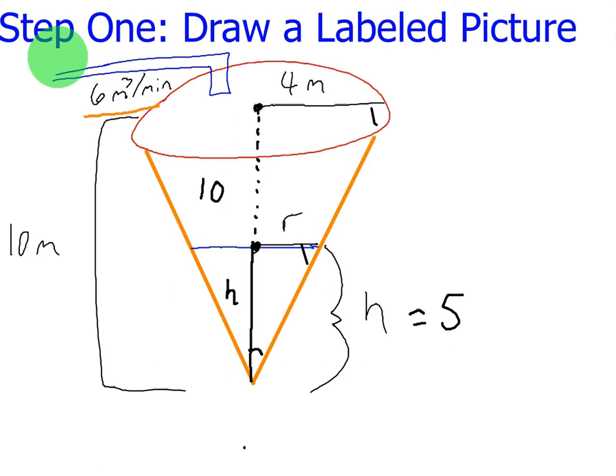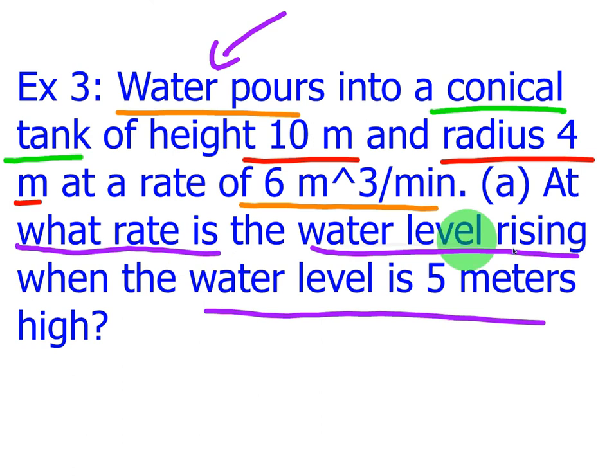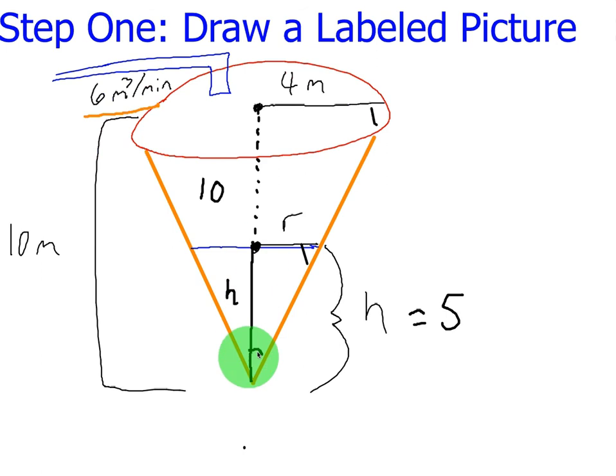So here's our picture. Water is coming in at a rate of 6 cubic meters per minute. Remember, cubic meters is volume. Here is our cone. It says it was 10 meters high and 4 meters as a radius. That's actually pretty big when you think about it. And let's go back and read a few more things here. It says, at what rate is the water level rising when the water level is 5 meters high? So basically, this water is going to fill up as it goes into the cone. At 5 meters high, at what rate is this water level rising?